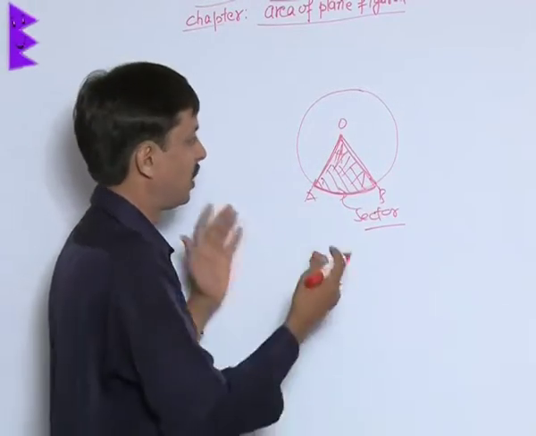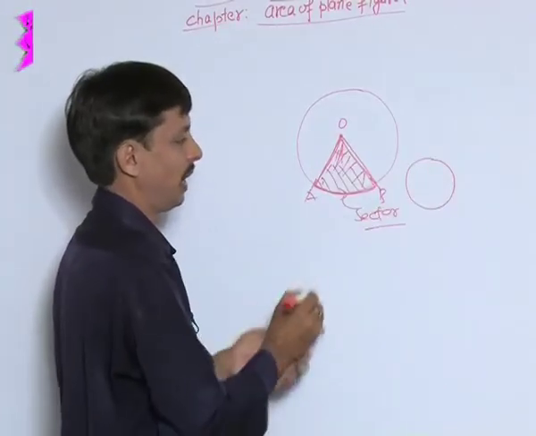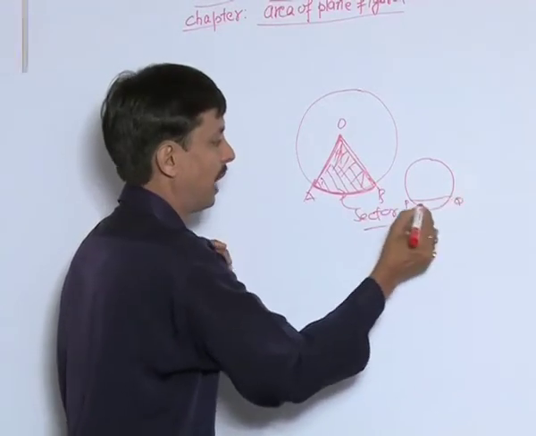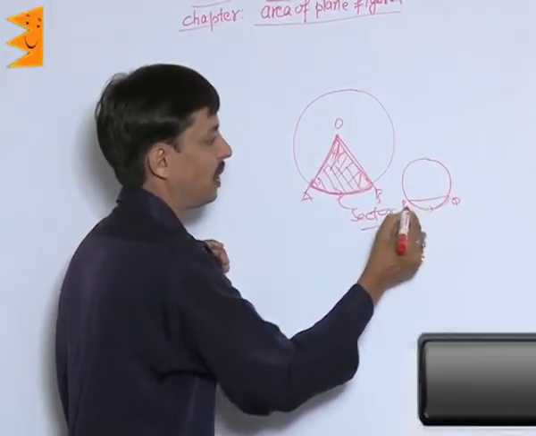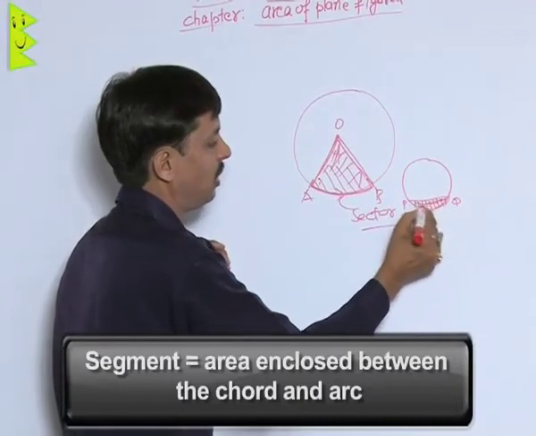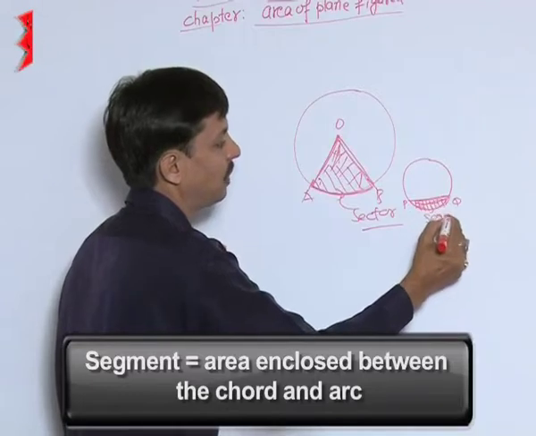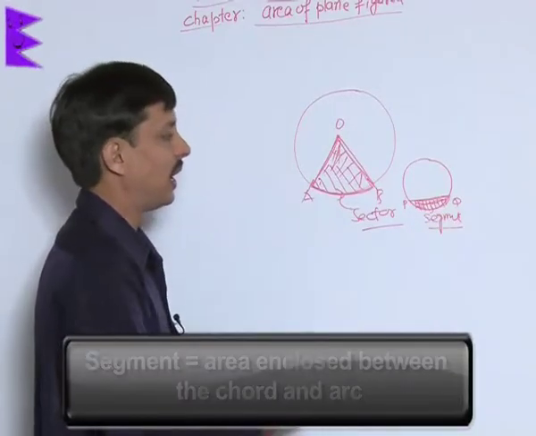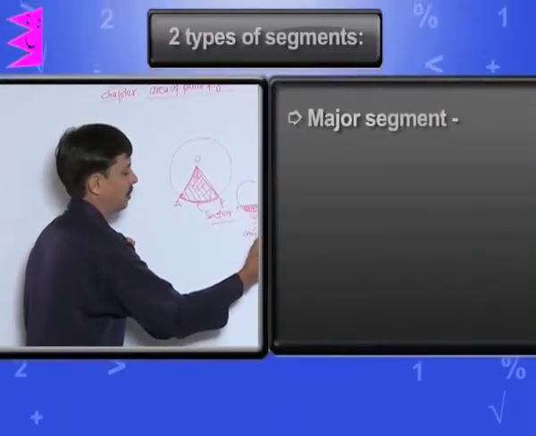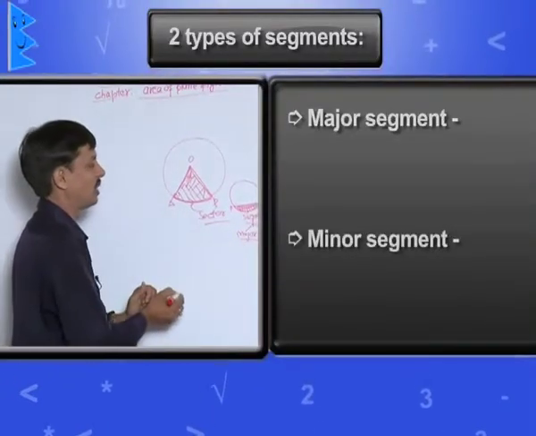Number one. Then comes, what is a segment? If we have drawn a chord, suppose it is PQ, and this is the corresponding arc, then whatever portion is enclosed between the chord and the arc is known as the segment. But we find segments are of two types. One is the major segment, the other is the minor segment.